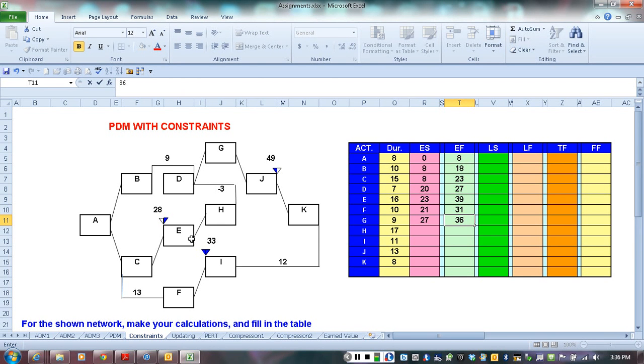Activity H, we have two numbers. The early finish for E is 39, and the duration of H is 17. But from D we have 27 minus 3, which would be 24. So we're going to take the larger number, of course, because we're moving in the forward pass. Therefore E is going to be driving H, so we're going to have from E 39 plus a duration of 17 days, so that's 56.